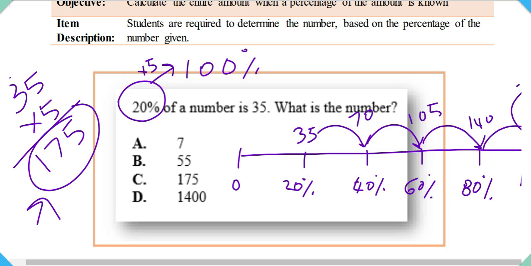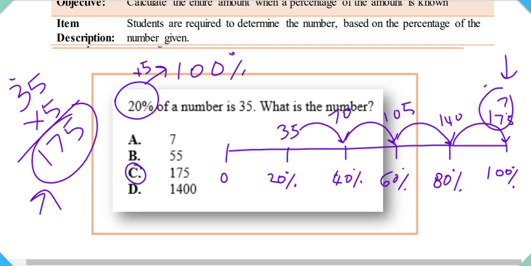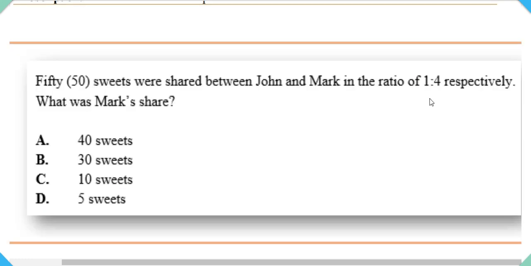Before we move on, let us select our answer. Our answer is C, 175. Let us move on now. 50 sweets were shared between John and Mark in the ratio of 1 to 4 respectively.